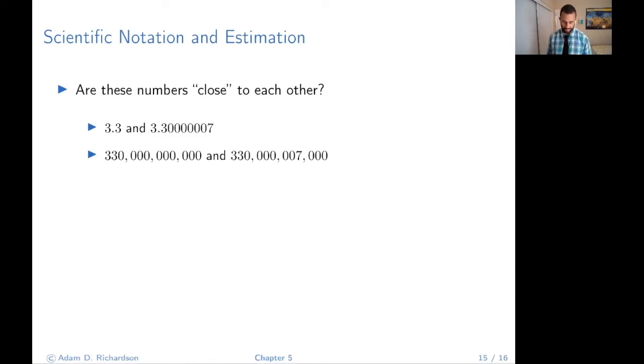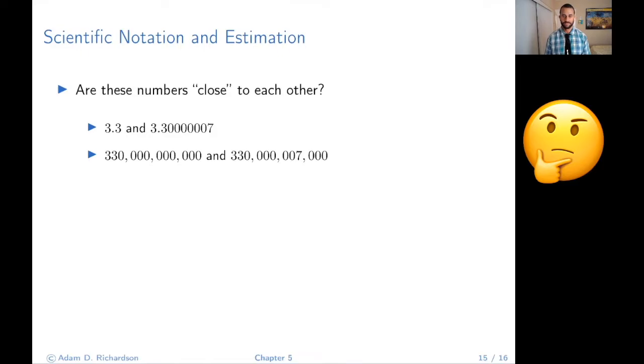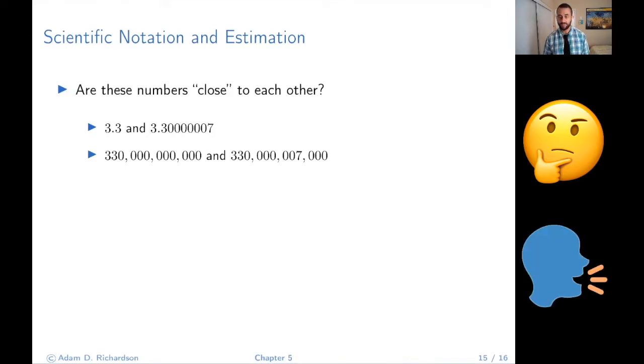Okay, now how about this? Are these two numbers close to each other? Look at these numbers for a minute and ask yourself, are these two numbers close to each other? What do you think? Talk about what you just thought about. Talk about it to yourself, to a ghost, to somebody. Just say it out loud, okay?